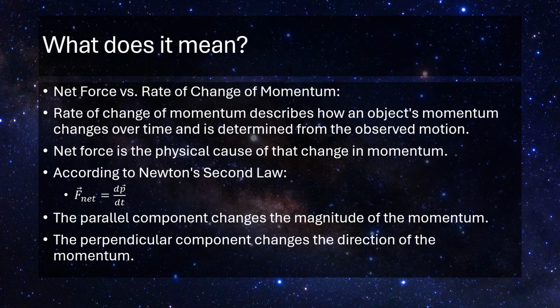So what does it mean? What are the differences between the net force and the rate of change of momentum? So the rate of change of momentum describes how an object's momentum changes over time, and it's determined from the observed motion. The net force is the physical cause of that change in momentum. And according to Newton's second law, the net force on an object is equal to the rate of change of momentum of that object. And the parallel component changes the magnitude of the momentum, and the perpendicular component changes the direction of momentum.